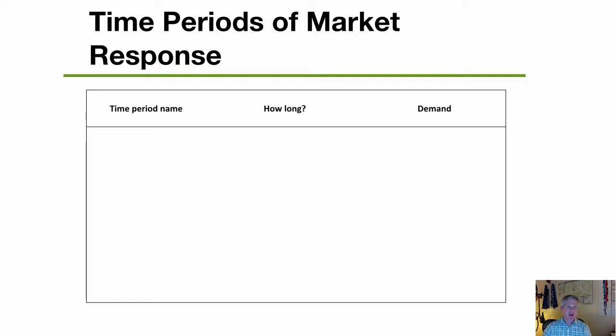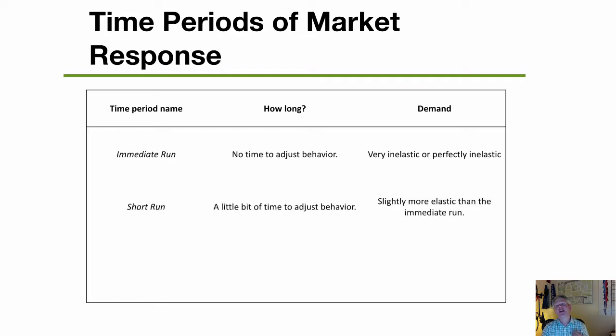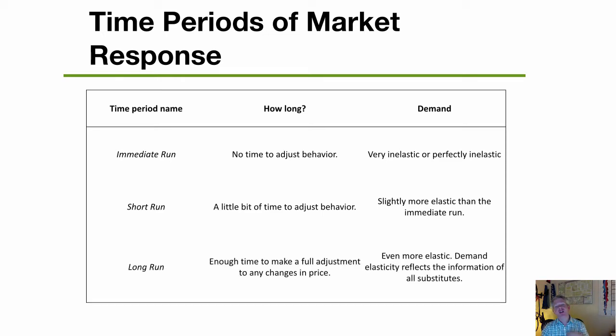All right. So here's a little table that shows us different time periods and the market response in those time periods. In the immediate run, there's no time to adjust behavior, so demand is very inelastic, or maybe even perfectly inelastic, meaning you don't respond at all to a price change. In the short run, you have a little bit of time to adjust, so it's slightly more elastic than in the immediate run, which I would just call the very short run. And then over the long run, you have time to adjust to the change in price, and so we would say demand is very elastic in the long run.